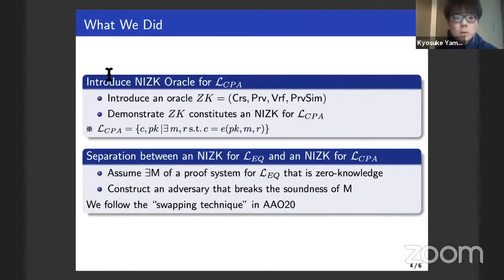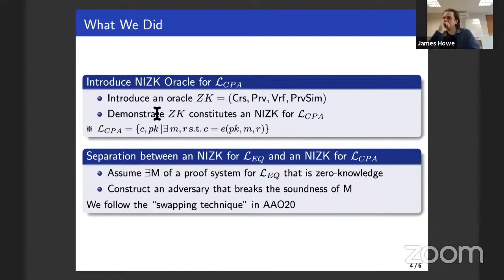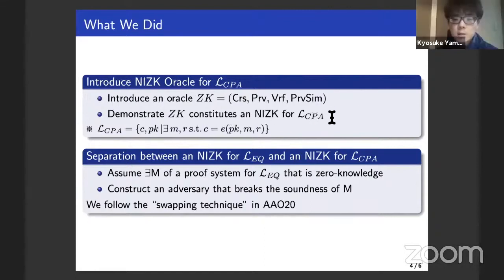Towards this goal, we first introduced an Oracle ZK, which almost directly implements an NIZK, and we showed this Oracle ZK indeed constitutes an NIZK for the language LCPA. Then we go into our main result. First, we suppose that there exists a black box construction M of a proof system for LEQ that satisfies the zero knowledge property.